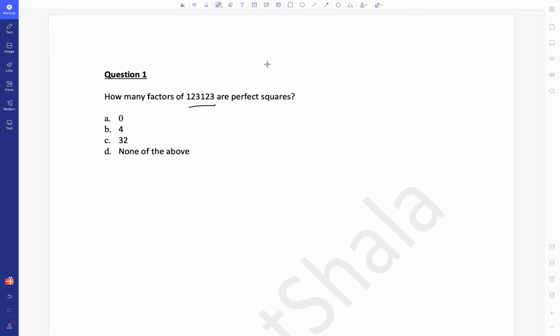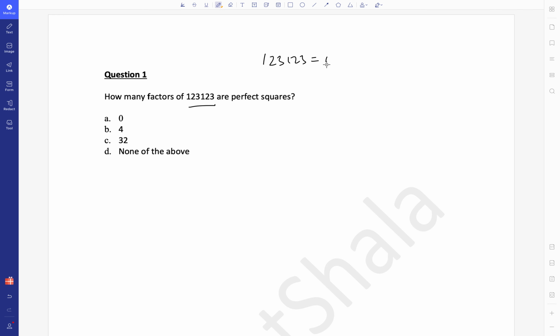One mistake that aspirants make here is they try to factor this conventionally, dividing by 3 first, then trying to again divide by 3. That is a slow approach. Here we see that there is a pattern, 123, 123. So let's try to break this down into easy numbers. 123123.